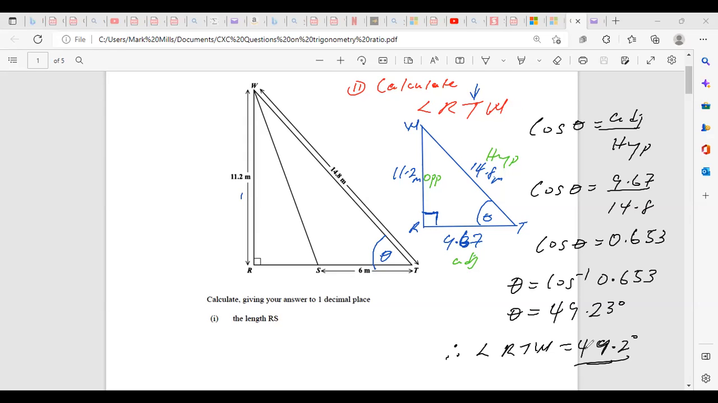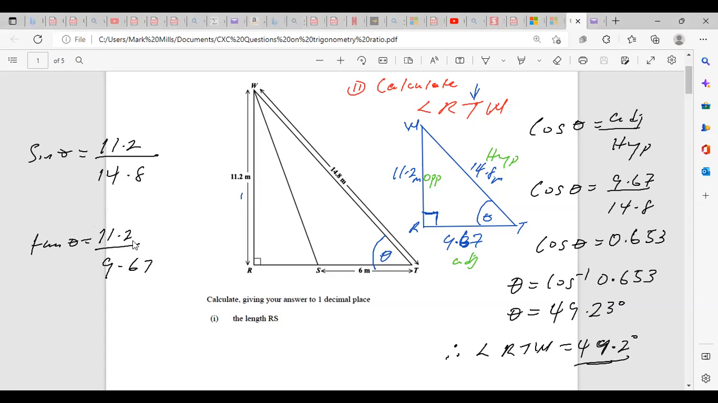You understand that? Now remember that, because I have three sides, somebody can use sine. If they use sine theta, they are going to get 11.2 over 14.8. And somebody uses tangent. If the person uses tangent, the person will use 11.2 over 9.67. And basically, when you work it out, you get back the same answer for all three. But if you have only two sides, that means you are forced to use the correct one. You can't choose any one. That clear? You understand that? All right, good. Any other question?